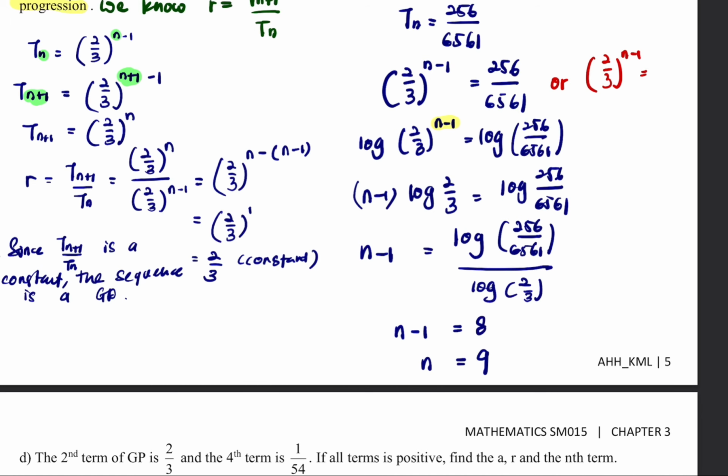Cuba cari 2 over 3 power berapa? Tekan calculator. Power 8 sebenarnya. Okay, (2/3)^8. So we have the same base. Straight away we will have n minus 1 equals to 8, n is equal to 9. Okay, both methods are accepted. Unless kalau kamu macam susah nak fikir lah 256 over 6561 tu base berapa, macam tak terfikir kan, then we are going to log both sides. Okay, alright.